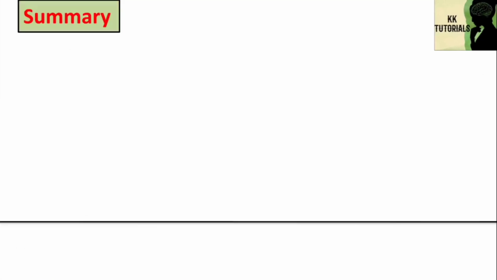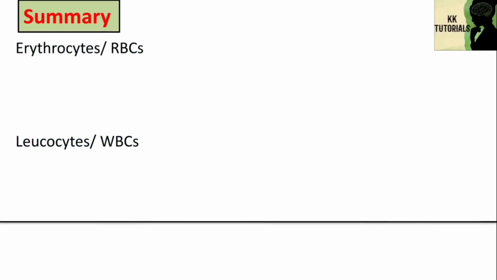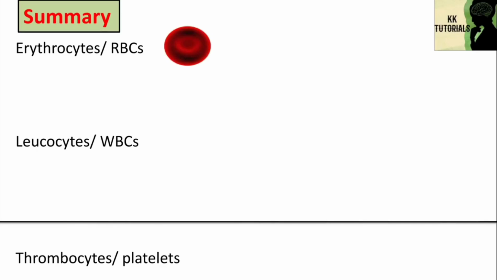Here comes the summary of our lecture. We saw three main types of blood cells. They are erythrocytes, meaning red blood cells, leukocytes, that is white blood cells, and platelets, also called thrombocytes. Erythrocytes are circular, biconcave, disc-shaped enucleated cells formed in red bone marrow in adults and in liver and spleen in fetus by the process called erythropoiesis.